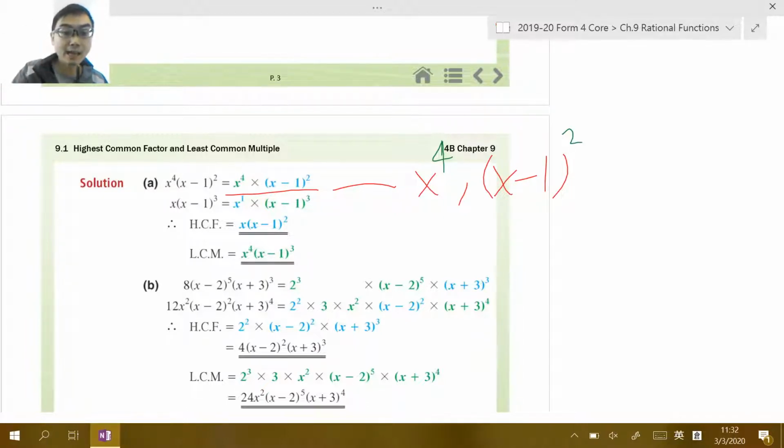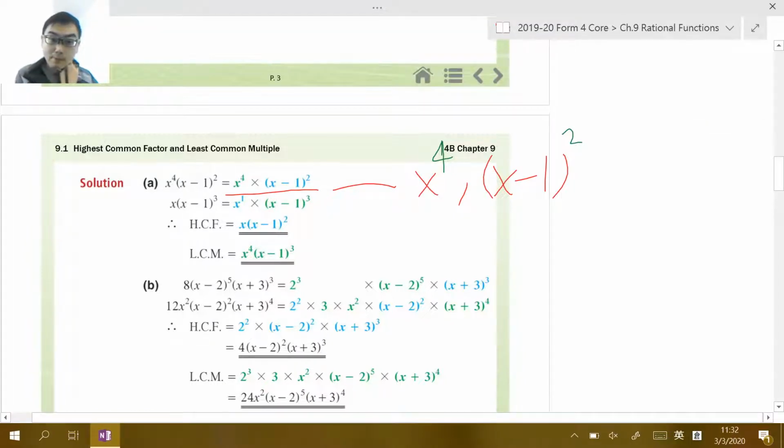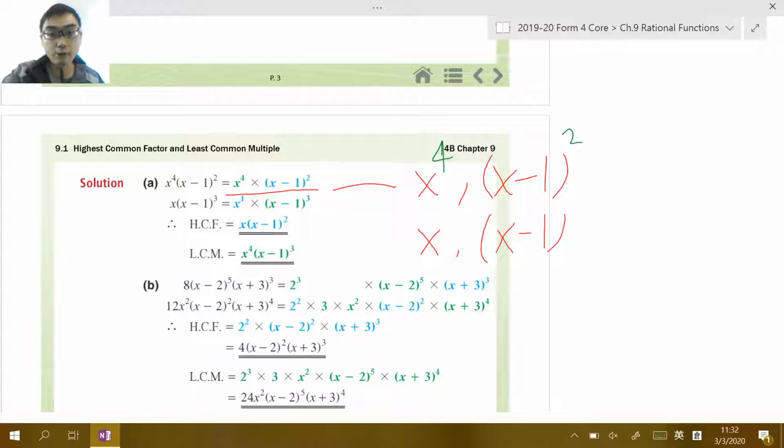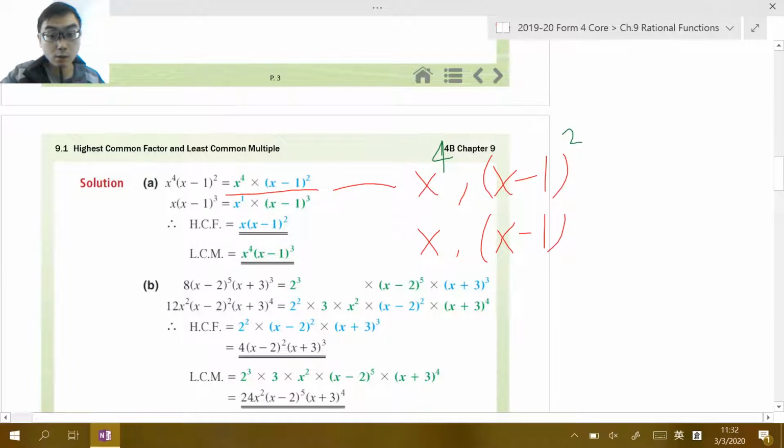On the other hand, for the second polynomial, x times x minus 1 to the power 3, you also have these two groups, x and x minus 1. But this time I have different powers. I use another color to show you. Here x you can write as power 1. And the next one, x minus 1, is power 3.